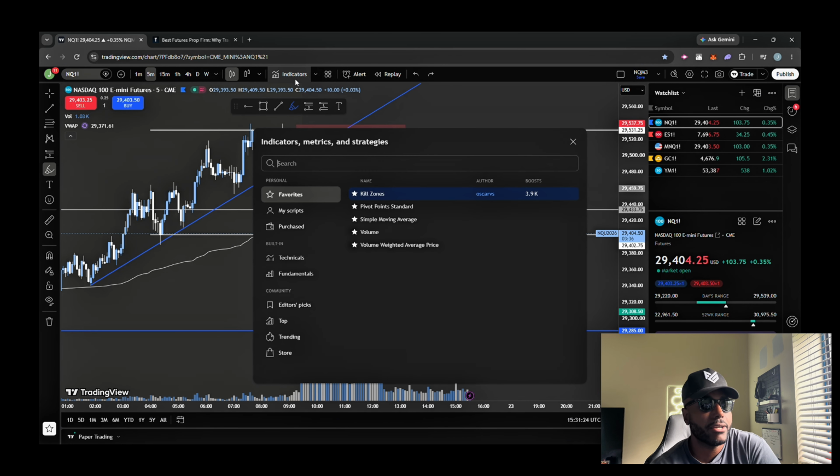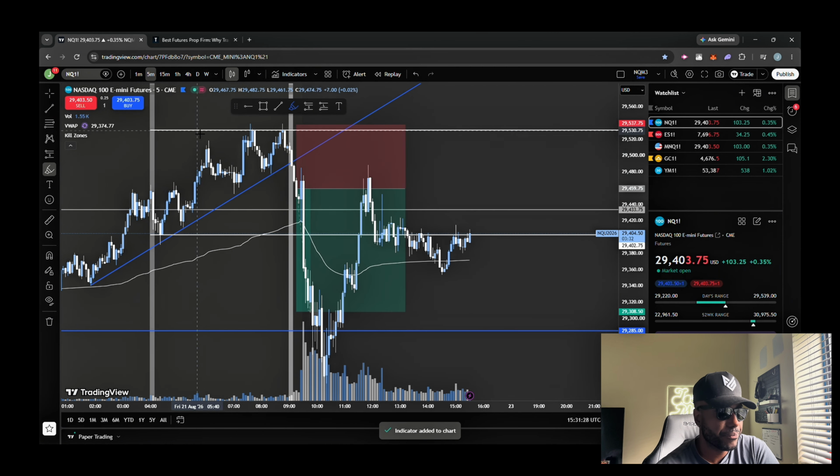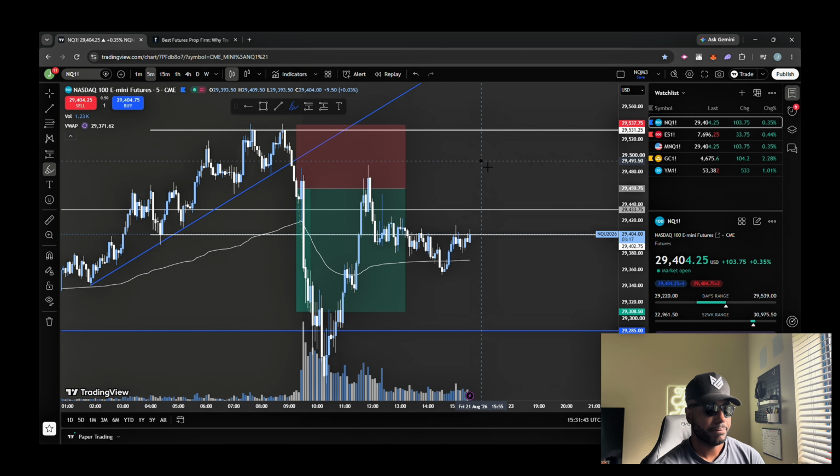So I use an indicator called kill zones to mark out those zones. So you see between the gray right here, I customize it a little bit, but between the gray is the London session. That's usually the one that's most important to me. I mark out the high right here, not including the wicks, and the low right here, again, not including the wicks.